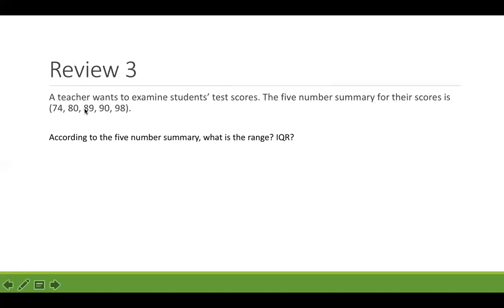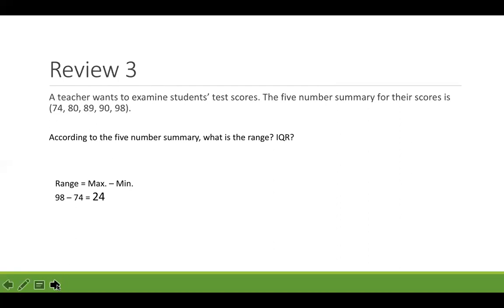All right, so we're going to go over this one now. Range, remember, is our maximum minus our minimum. Here our maximum is our 5th number, which is 98. We subtract our first number, which is 74, and we get 24 as our range.